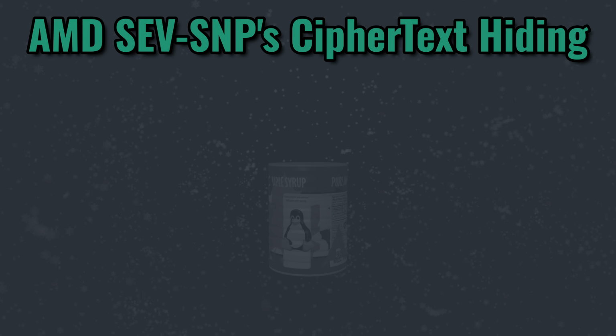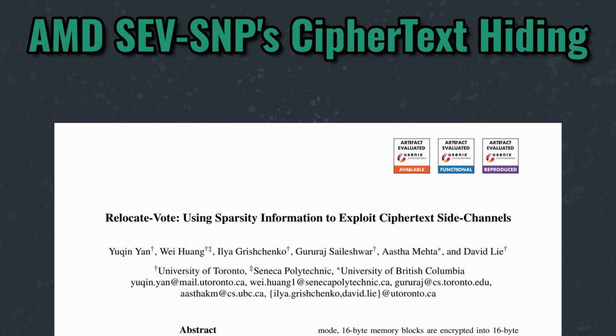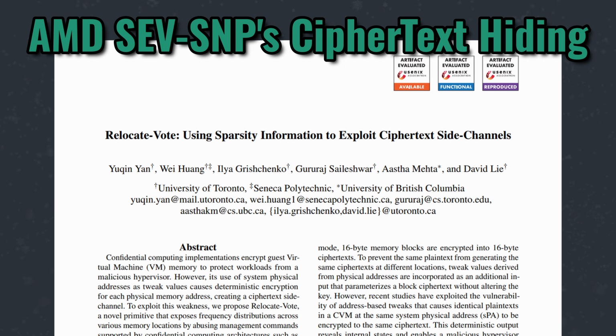So let's go into a paper that is called Relocate Vote. Relocate Vote was a paper made by a couple of Canadian universities. It discovered a vulnerability in AMD's SEV-SNP that allows a malicious hypervisor to extract some information from the ciphertext. So here, when we're talking about ciphertext, we're talking about the encrypted memory of the VM.